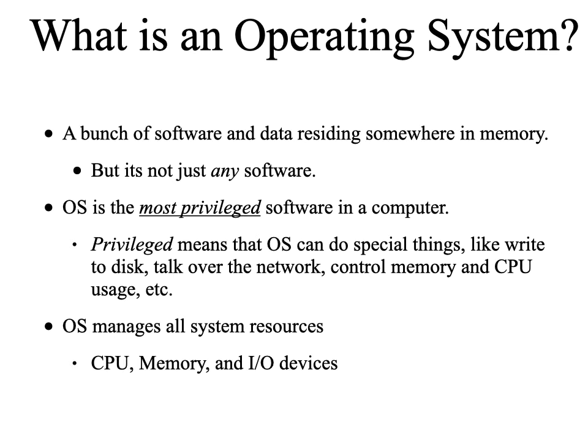In its simplest form, you can think about operating system as a piece of software that resides somewhere in the computer's memory, just like any other piece of software. But there is a crucial difference between operating system as a software and any other normal user level programs that you run in your computer. Operating system happens to be the most privileged software in the computer. What that means is that it can do special things that other normal programs are not allowed to do.